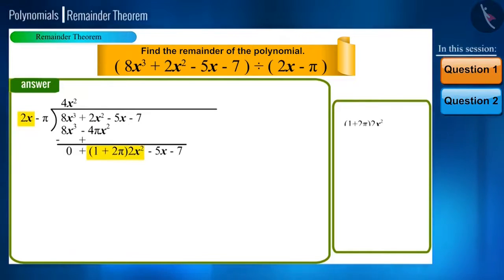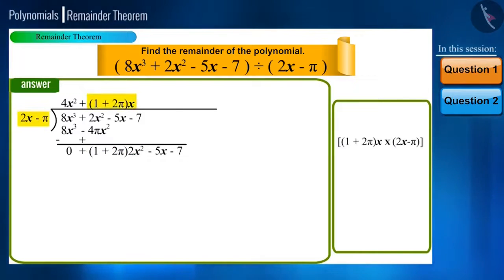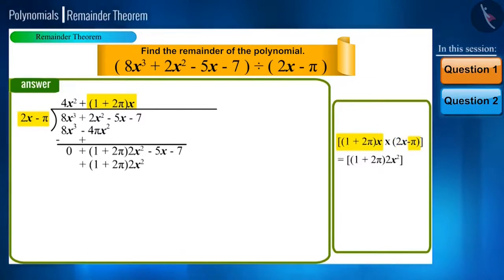Now again, divide 1 plus 2 pi multiplied by 2x squared by 2x and see what we will get. We will get 1 plus 2 pi multiplied by x, which we will write in the quotient place and multiply it with the divisor. When we multiply 1 plus 2 pi multiplied by x with 2x, we will get 1 plus 2 pi multiplied by 2x squared, and on multiplying 1 plus 2 pi multiplied by x with minus pi, we will get minus pi plus 2 pi squared multiplied by x.